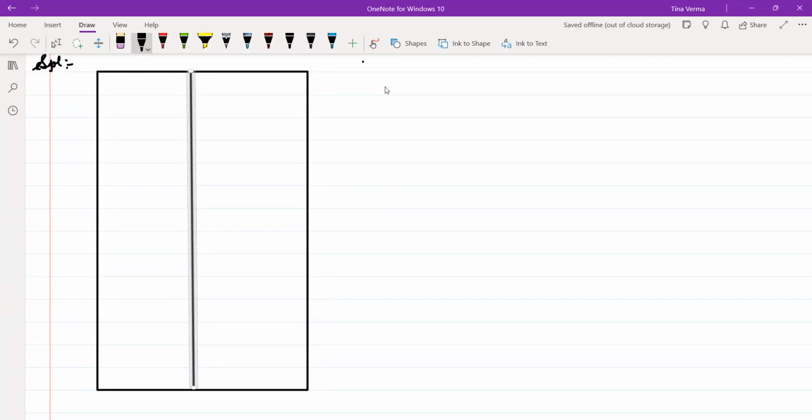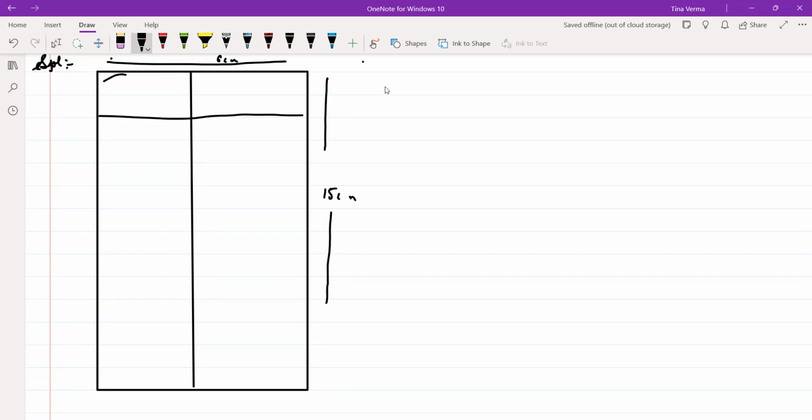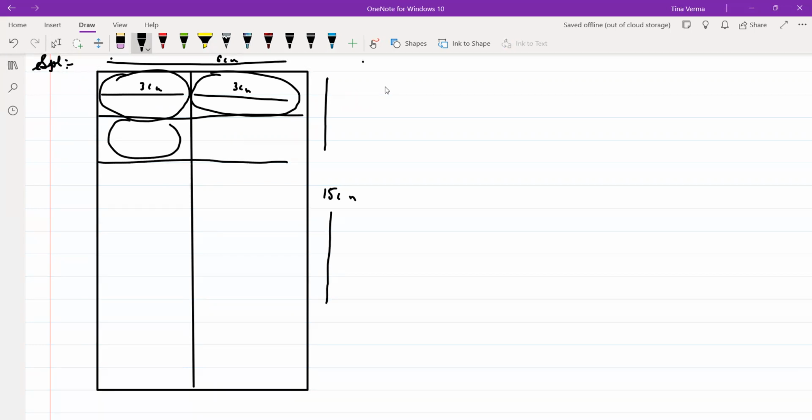suppose I am taking this as my 6 centimeter and this is 15 centimeter. So for the first pattern, I can cut 3 centimeter diameter circles, 2 from this and 3 from this, so the total here will be 6. For the other pattern, you are left with the total breadth of 15, of which you have cut 3, so you are left with 12 centimeter.